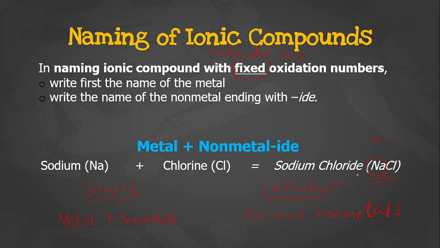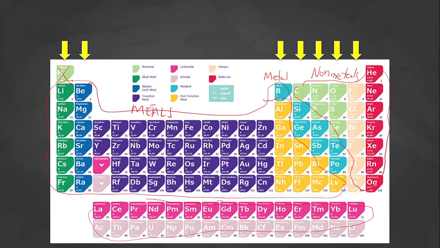Okay, so una pangalanan natin yung metal. Ano ba yung element na Na? It's sodium. Followed by the name of the non-metal. Ang non-metal natin is chlorine. But we change the ending na INE into IDE. So magiging chloride na. Okay, sodium chloride. Okay? So, kailangan maging familiar din kayo dito.